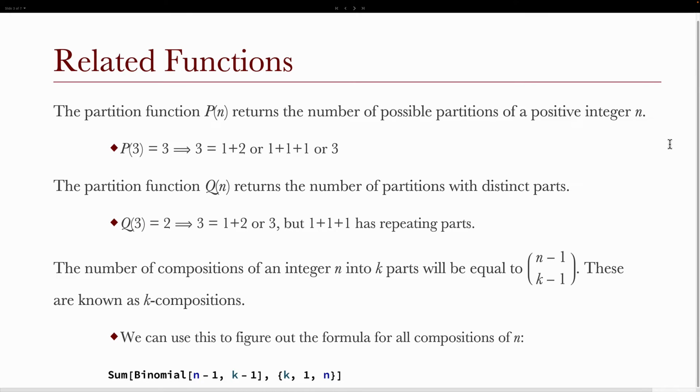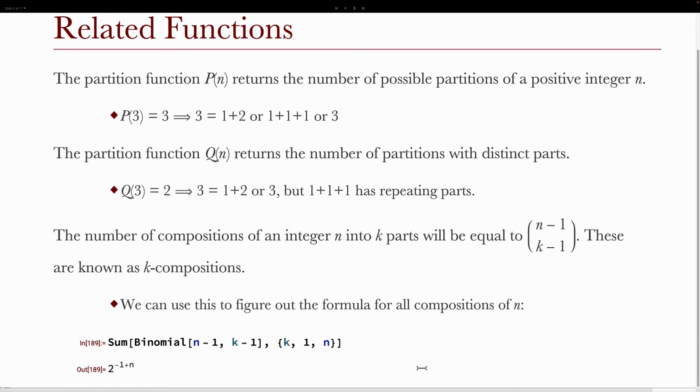Using this formula for the number of k-compositions of an integer n, we can use the Wolfram language to figure out a formula for the number of any type of composition of a specific integer n. To do this, we'll just take the sum of the number of k-compositions of an integer n as k moves from 1 to n. We can define n as our upper bound for the specific k value, as any different composition of an integer n can never have more than n parts. So, plugging this into the Wolfram language, it returns us 2 to the power of n minus 1.